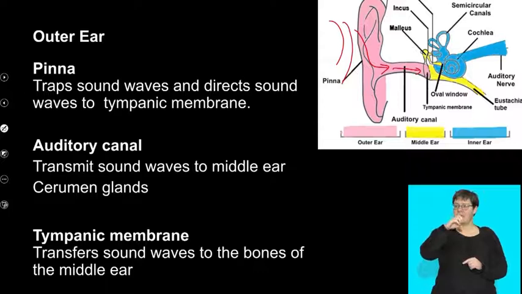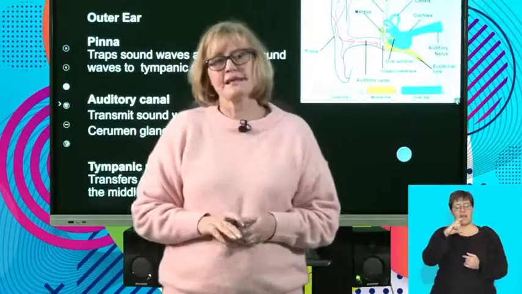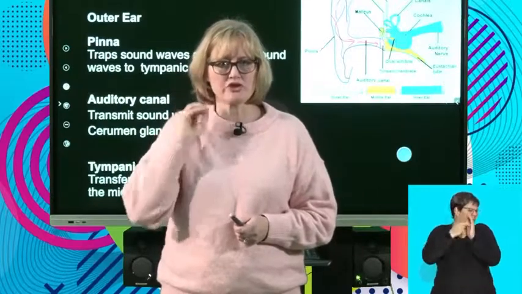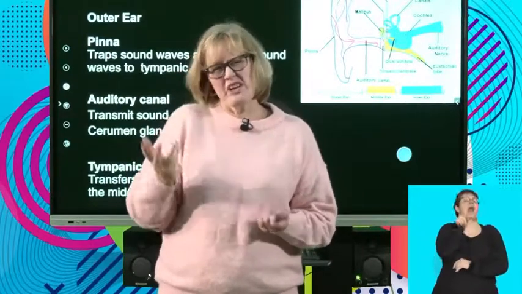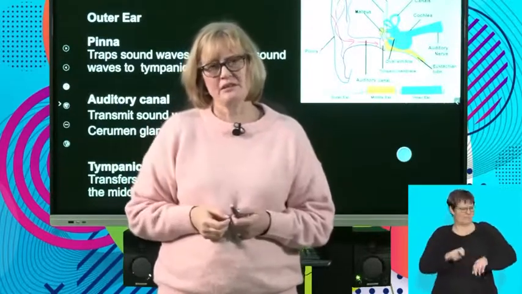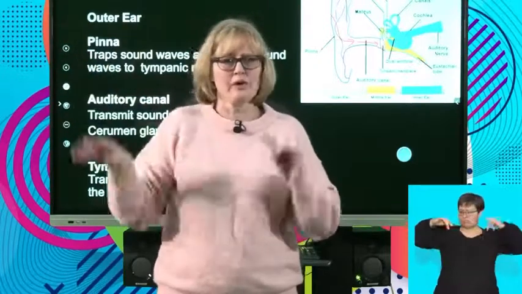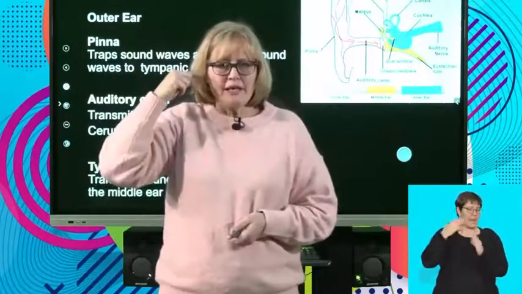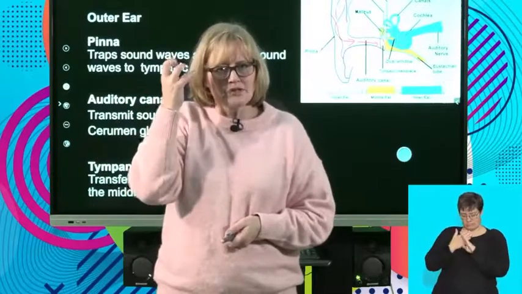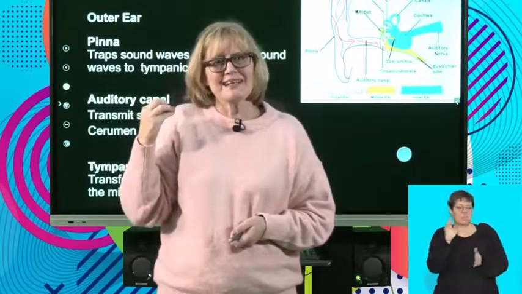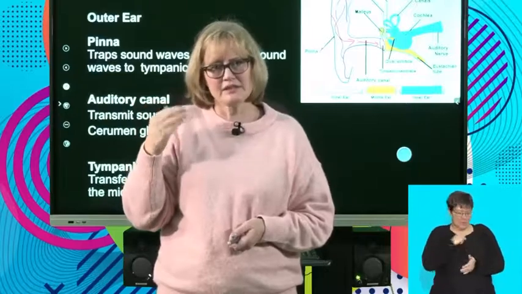And it also has cerumen glands. Now, cerumen glands are wax glands. They excrete wax into your auditory canal. Now, just think, why do we need wax in our ears? There are a lot of dust particles and insects and pollen all around you, and they go into your ear. The wax will trap that dust and stuff, and it will come out of your ear, so it keeps your ear clean.